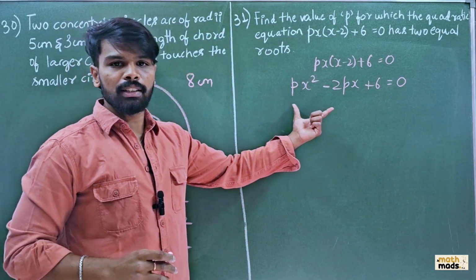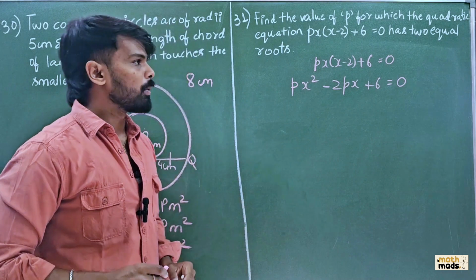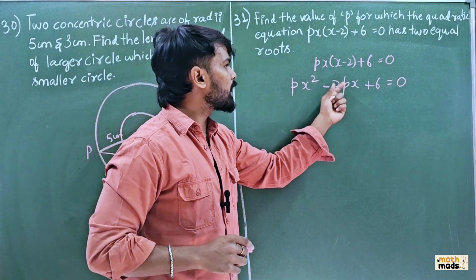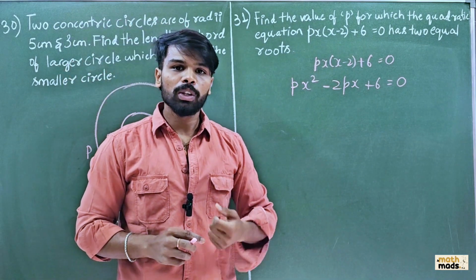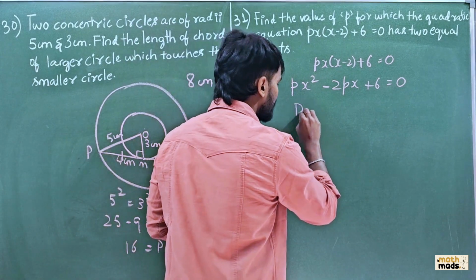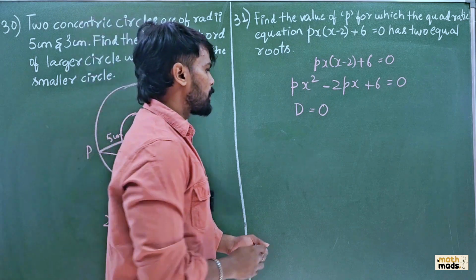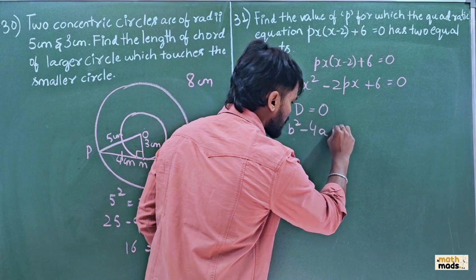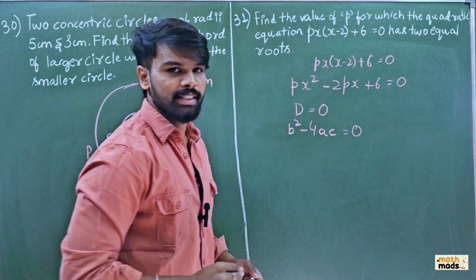Now is it looking like a quadratic equation? ax square plus bx plus c. Now look at the question once more. It is given that this quadratic equation has equal roots. When will you get equal roots? We have to get the help of the discriminant. So when the discriminant is equal to 0, you will be getting equal roots. Now, what is the discriminant here? b square minus 4ac. Since it has equal roots, I will write is equal to 0.